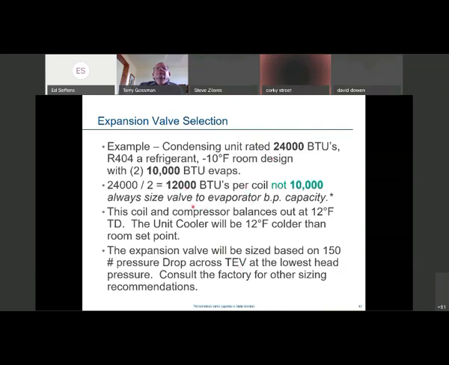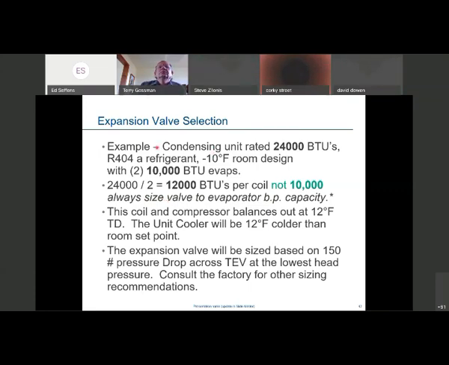So we're going to go through a real quick selection here. I like this selection because it kind of throws a curve in here. I always size the expansion valve to the evaporator capacity, right? I've always done that, and not size the expansion valve to the compressor.